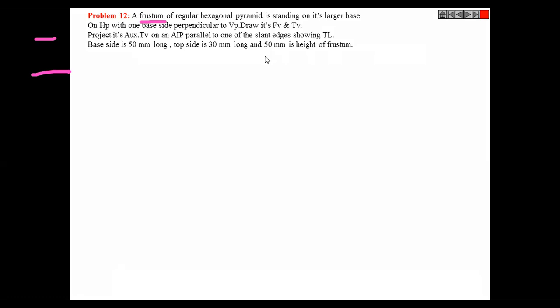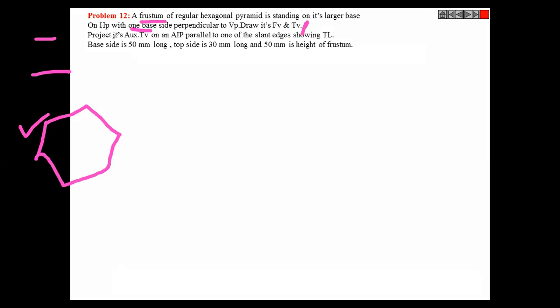On HP with one base side, now I will keep drawing here also hexagonal. Okay, this is a hexagon, one base side. How many sides are there? First of all, 6 sides. So any one base side is perpendicular to VP. Draw its front view and top view. So you are directly given one position, and in that way you need to draw the front view and top view. That's it for here.